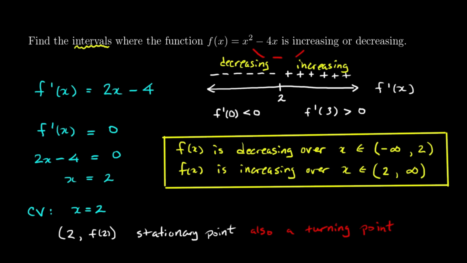So there we have it. We've dealt with increasing and decreasing intervals for a very basic function, f of x equals x squared minus 4x, and in subsequent videos we'll up the ante. We'll look at some more difficult functions, and we'll continue to look for these intervals.